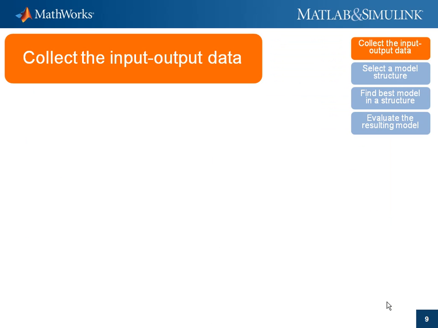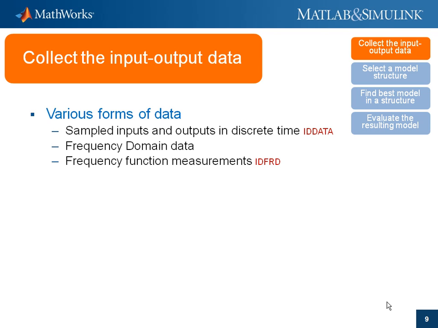Let us comment in somewhat more detail on the different steps in the identification process. The input-output data that we collect may be sampled time domain signals. It may also be measurements of their Fourier transforms, that is frequency domain data. Or it could be measurements of the frequency functions of a system, obtained, for example, by a frequency analyzer. I have denoted here in red names or toolbox commands that are relevant for the applications.